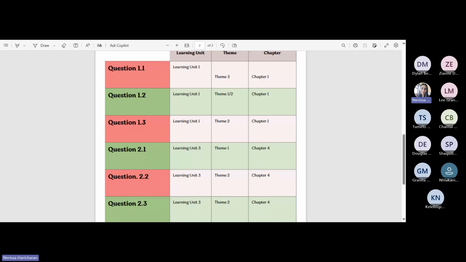2.3 is discussing how the implementation of BPR, which is your business process reengineering, impacted the performance of the specific company. All right, so here it is for 10 marks. Yeah, it is 10 marks. So you're going to basically be implementing business process reengineering. All of this is in Learning Unit 3 as well.